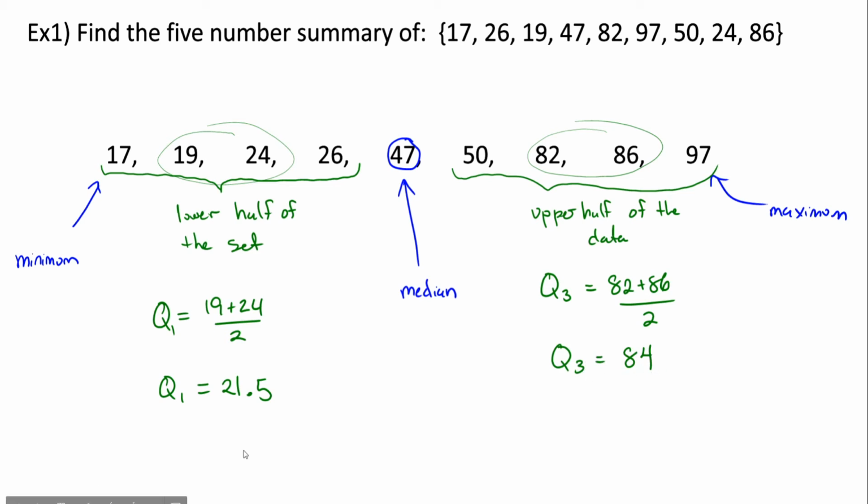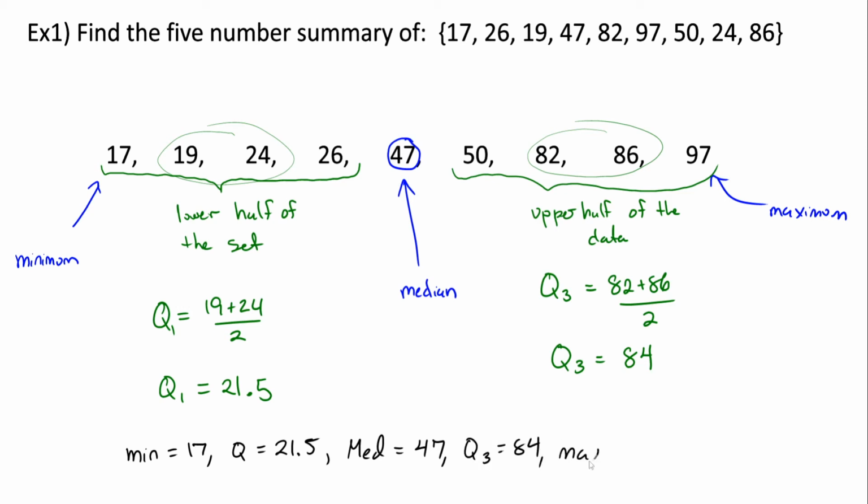If we wanted to write out our full 5-number summary, our minimum is equal to 17, Q1 is 21.5, median is 47, Q3 is 84, our maximum is 97.